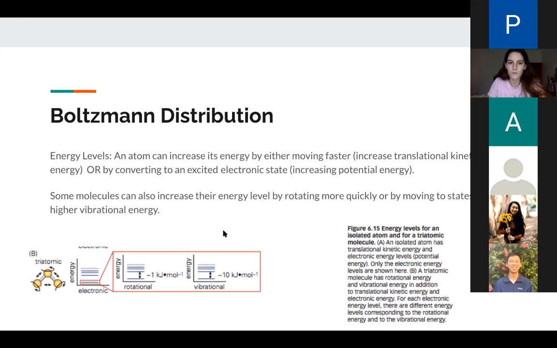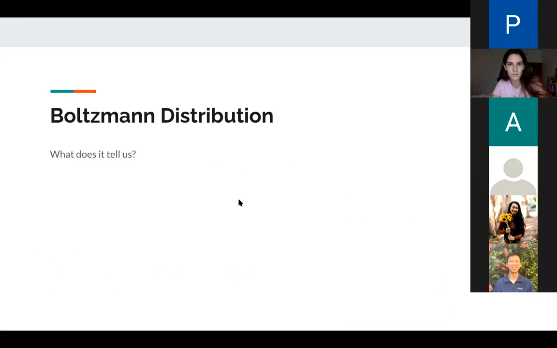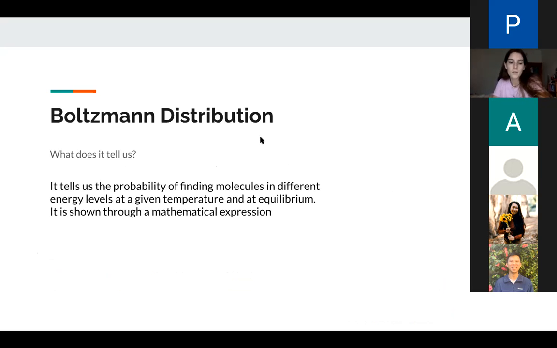And so for each electronic energy level, there's a subset of energy levels that correspond to rotational and vibrational energy levels. And then what does the Boltzmann distribution tell us? It gives us the probability of finding molecules in different energy levels at a given temperature and at equilibrium. And it's shown through a mathematical expression.